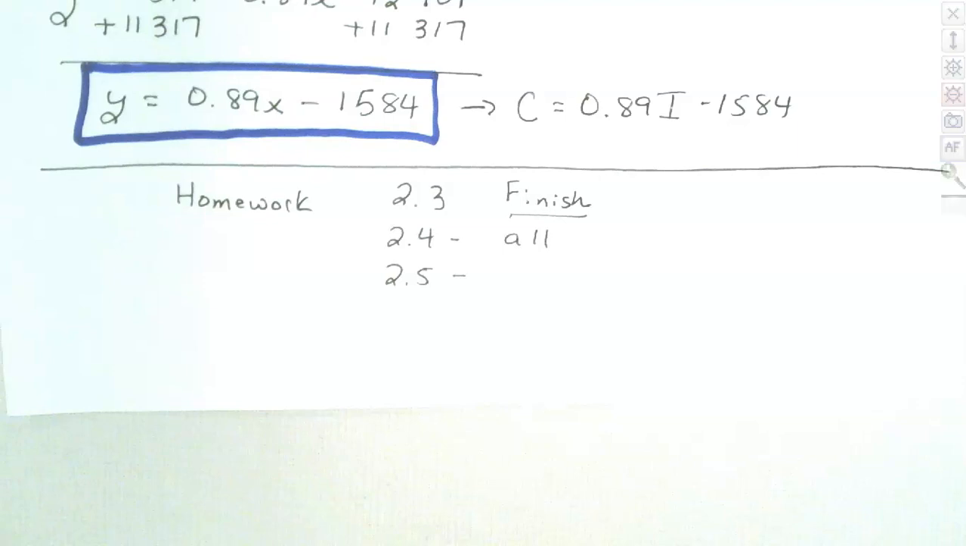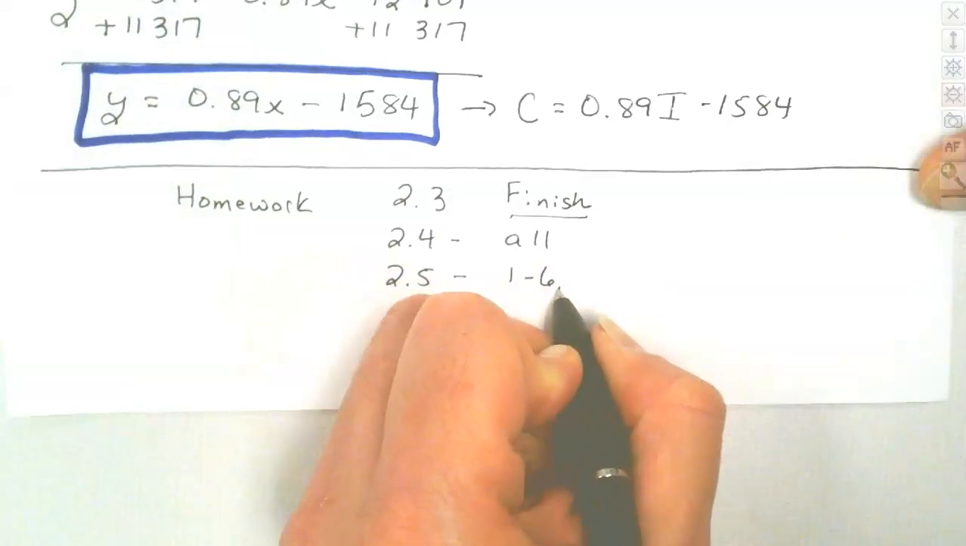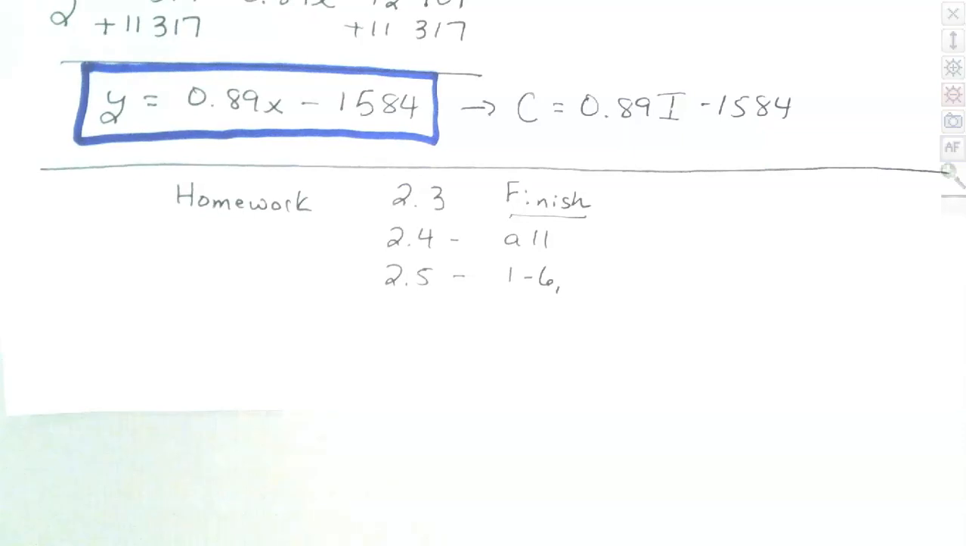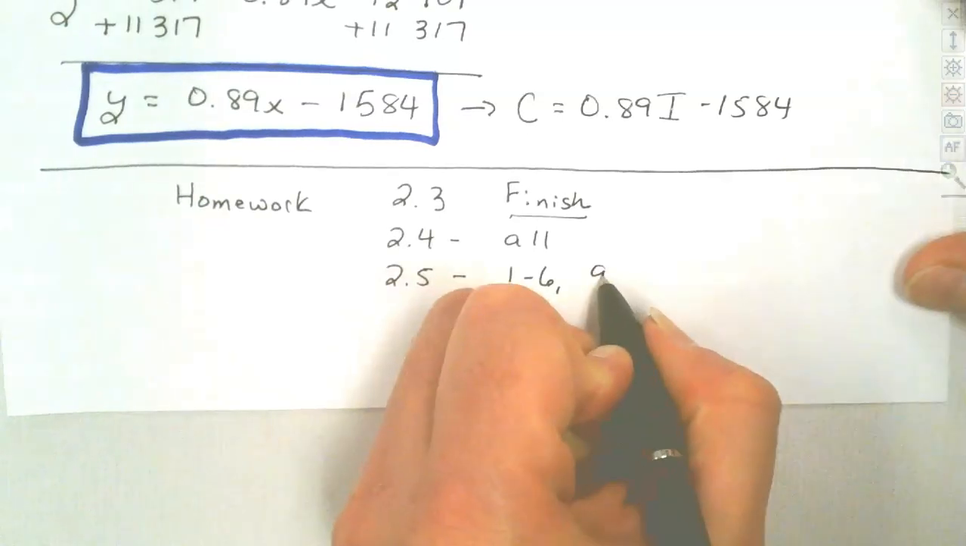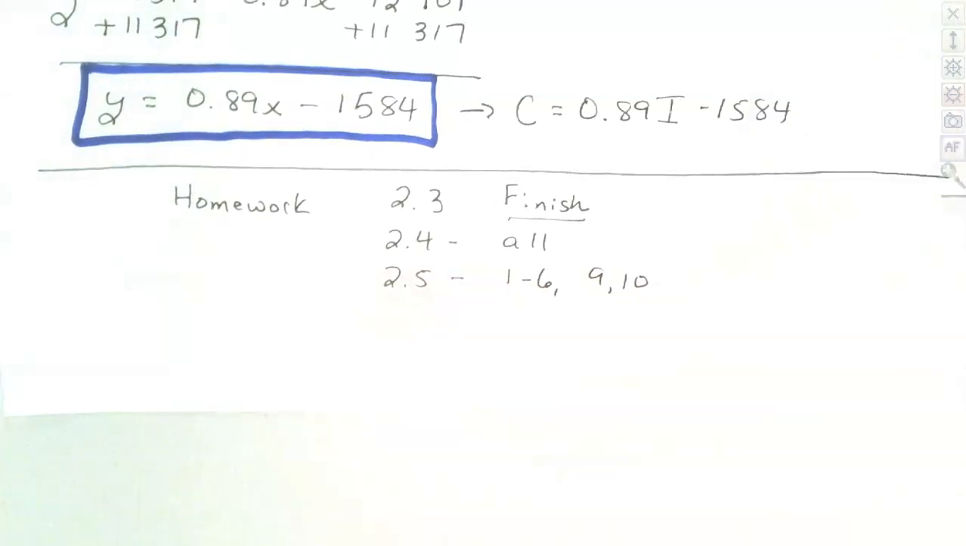But 2.5, you should be able to do 1 through 6. And then you can also work through 9 and 10. We'll do the 7 and 8 next time, because we just didn't have enough time to really talk about parallel and perpendicular lines. And we can't do 3. Yep, so you can't do 3 either.